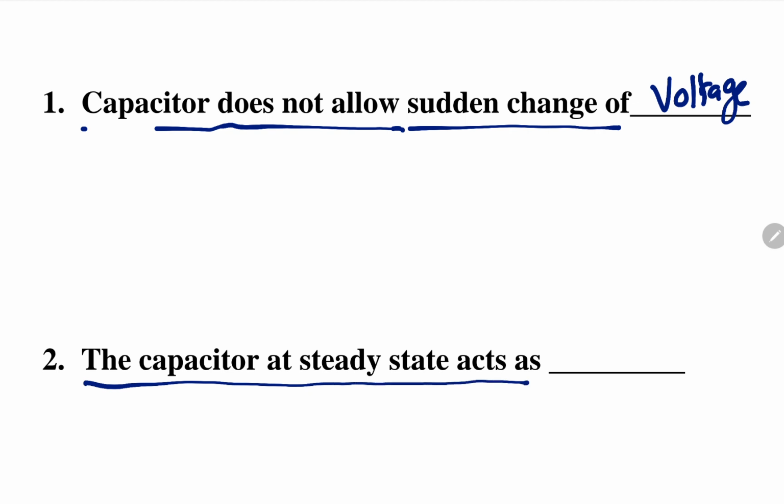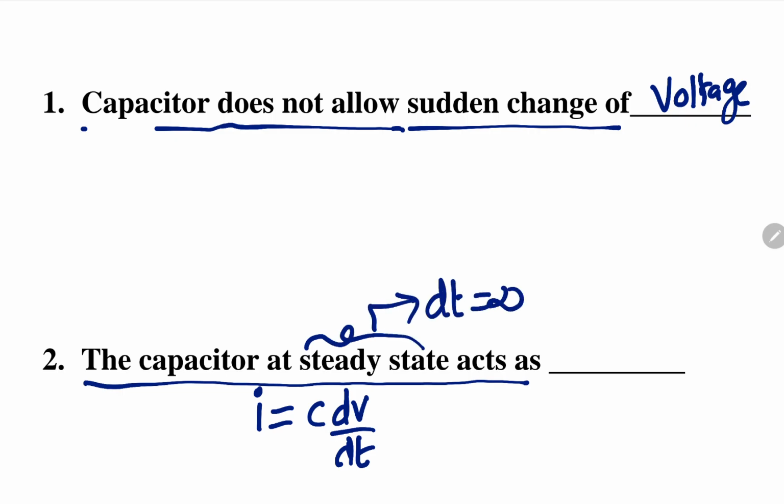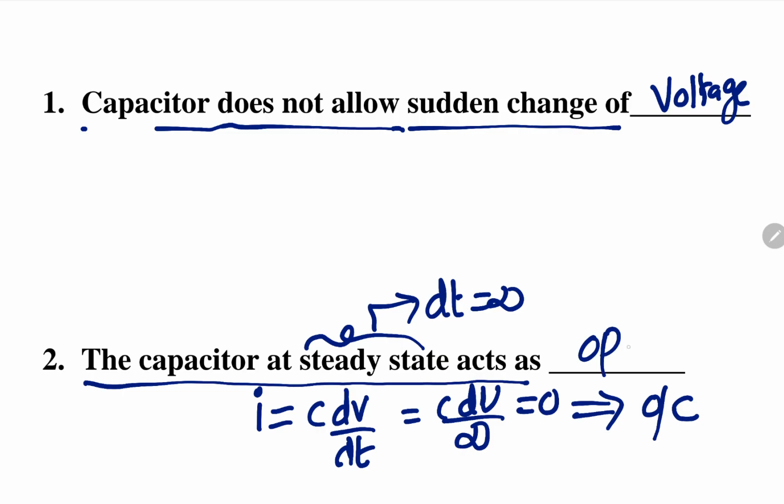And the second question, the capacitor at steady state acts as dash. We know the capacitor current formula, i is equal to C dV by dt, and here steady state means let us substitute dt is equal to infinite. So C into dV by infinite, something by infinite is equal to 0. So current 0 means at steady state the capacitor acts as an open circuit. This is one way of analyzing the answer.